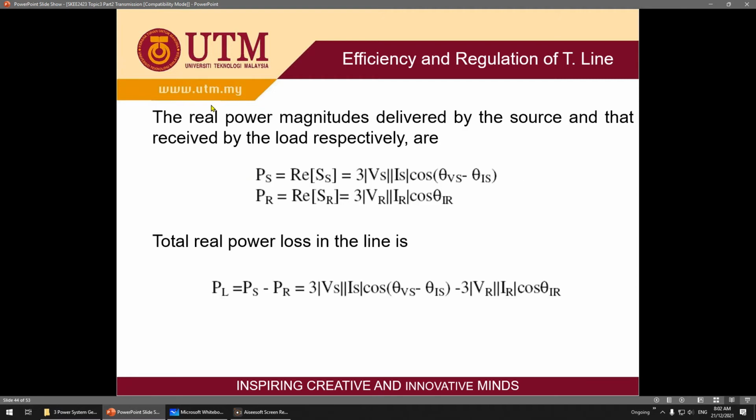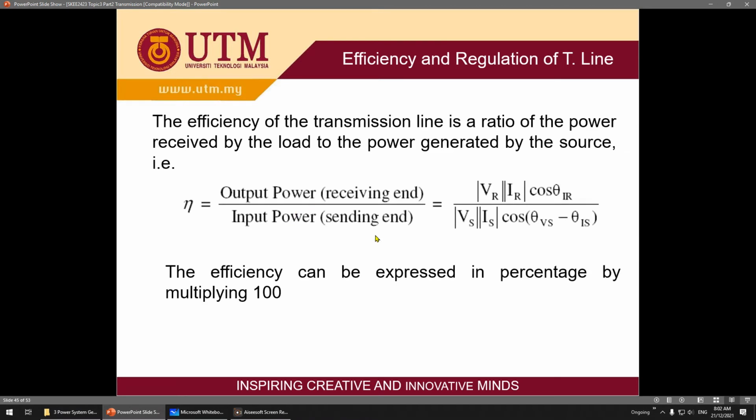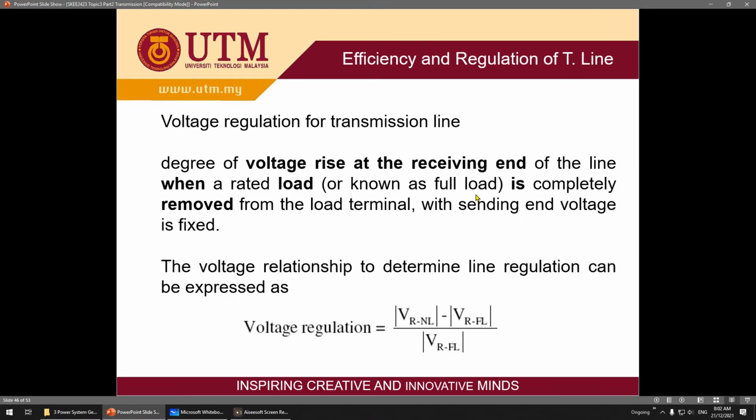Make sure for efficiency, you cannot use the complex power. For efficiency, we only look at the real power. Apparent power, we don't look at. Only the real power for efficiency.